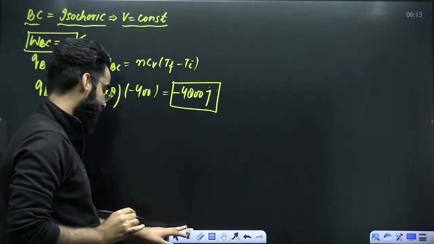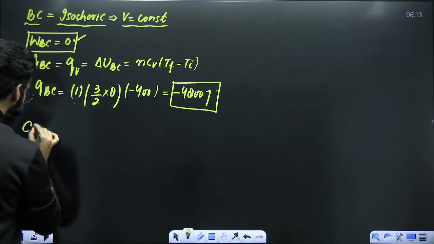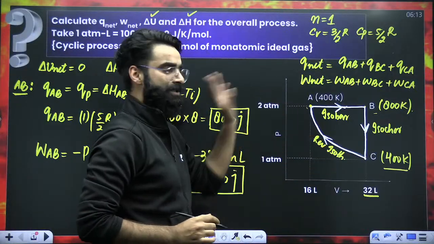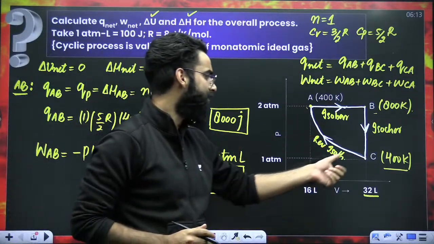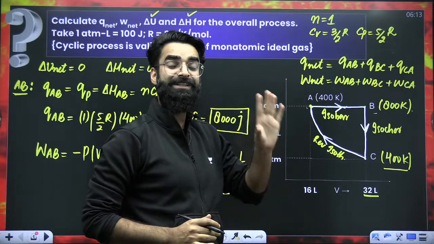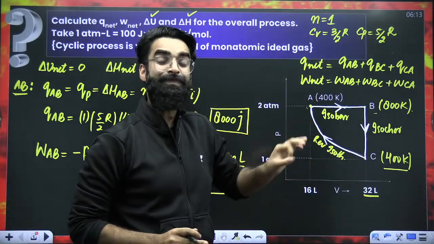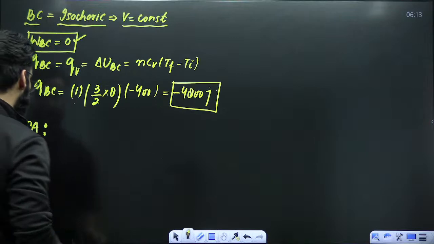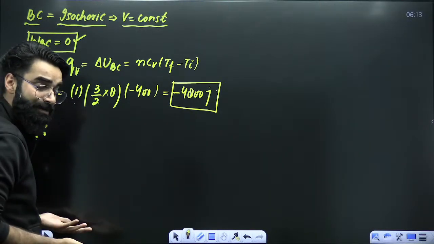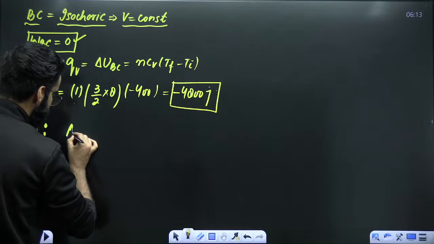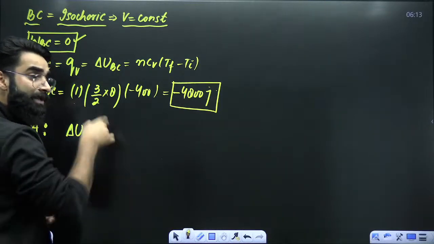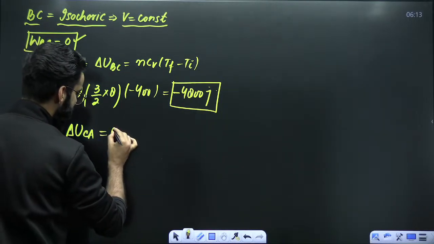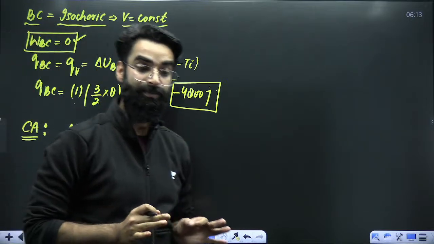Now there is one process pending, that is CA. Now look at the process CA. Is the CA process isothermal? That means whenever the ideal gas undergoes the process C to A, the ideal gas is undergoing a reversible isothermal process. And whenever the ideal gas undergoes a reversible isothermal process, or in general, any isothermal process, delta U for the ideal gas during that process has to be 0, something which we discussed in the last session. So delta U for the process CA has to be 0 because the CA process is isothermal in nature.